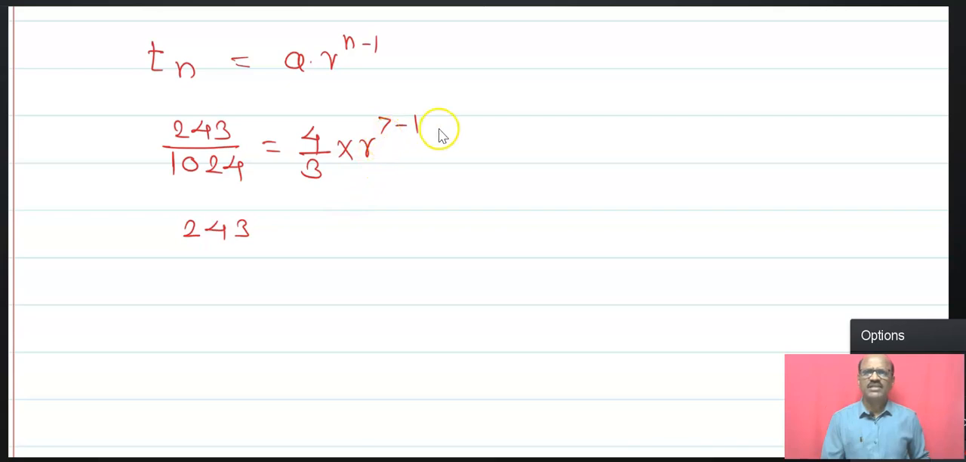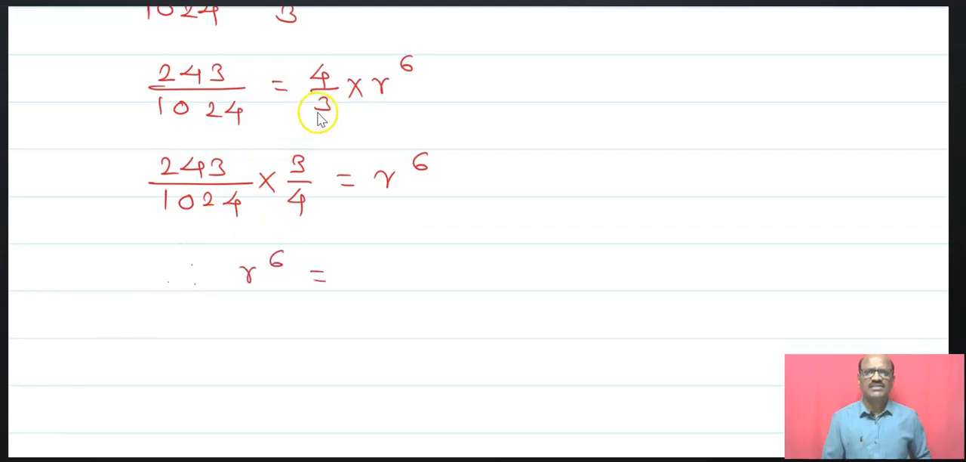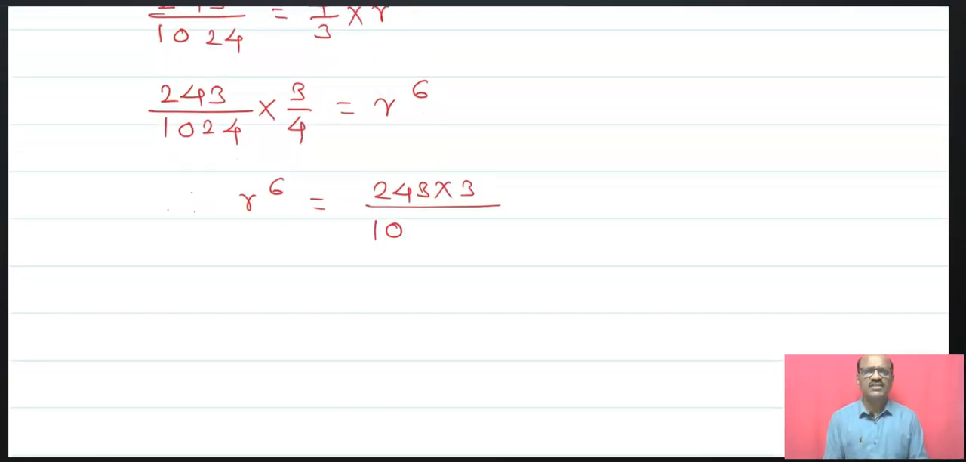Now R raised to 7 minus 1 means what? R raised to 6. Now see this. 243 upon 1024 is equal to 4 upon 3 into R raised to 6. This is the simple calculation. You can perform it. Now again see this. This is divided by 3. We can multiply it on the left hand side, and this is the 4 on the right hand side, it comes to the divided by, and that's why you will get the value of R raised to 6 is equal to 243 into 3 upon 1024 into 4, that is, this is the value.